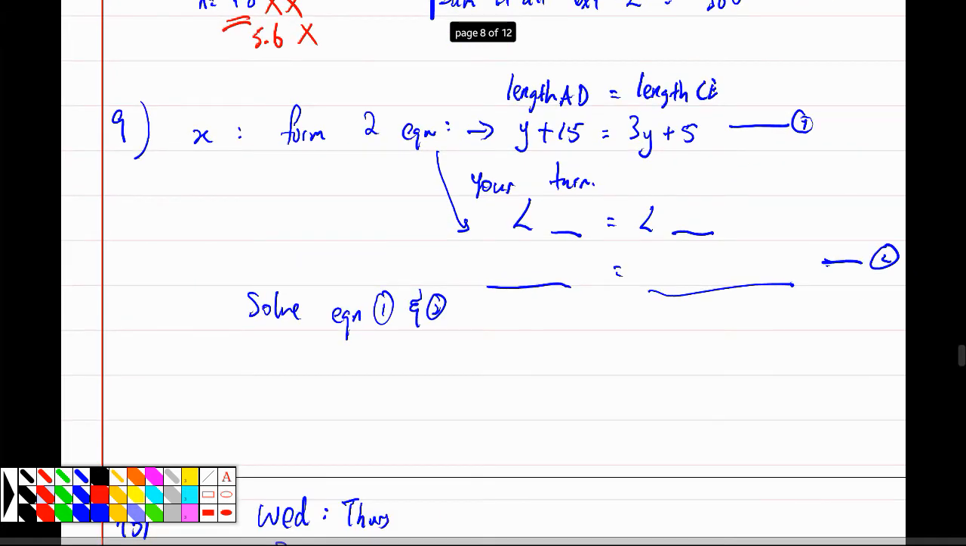Question 9. Okay, question 9, the main thing is to form two equations. So I have length AD is equal to length CE, because of a square and an equilateral triangle, and therefore this equals to this. But there are two unknowns, y, oh no, there's only one unknown. So this is actually to solve for y.